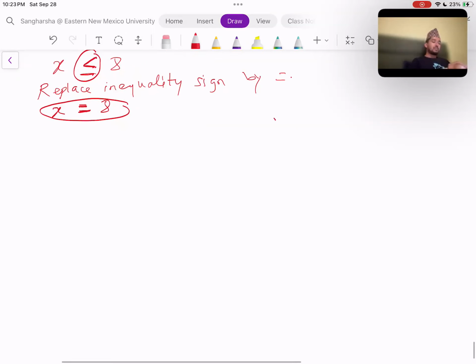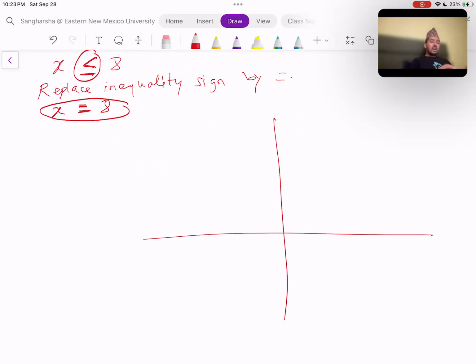Let's graph this equation. Who can tell me what kind of graph we get for this equation? Can anyone tell me here? So we have x equals 8. And what kind of graph do we have for x equals 8?